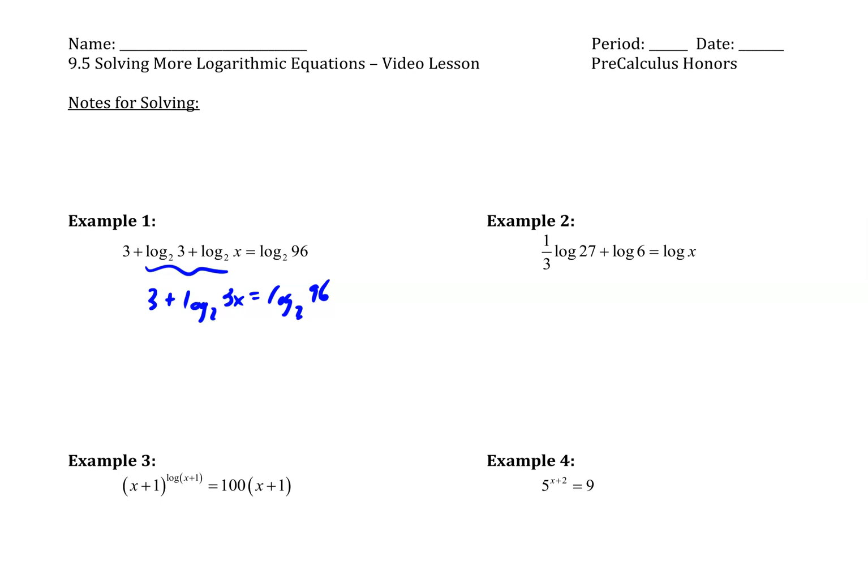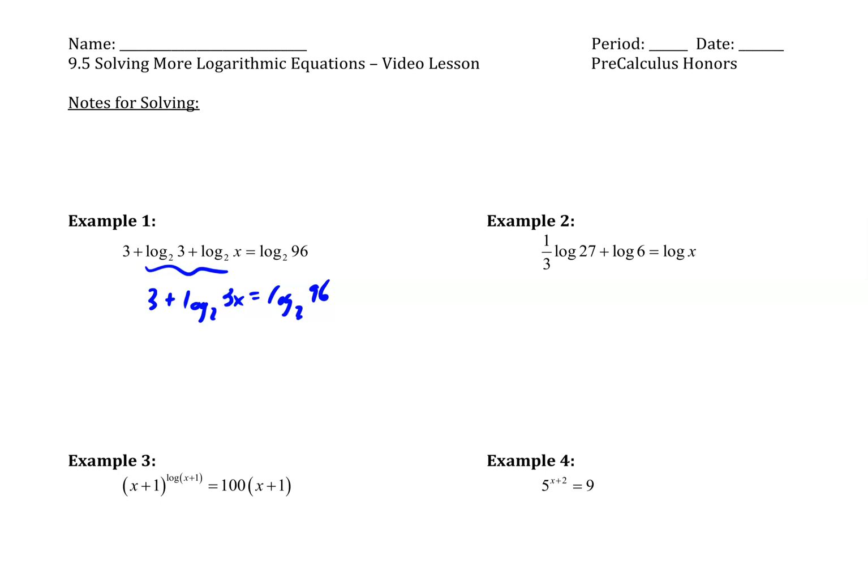Now if it was just the logs, if I eliminate this 3 for a second, then I could just drop the logs and set the expressions equal to each other. But because of the 3, I can't do that. In order to drop the logs, I have to have 2 logs equal to each other for that process to happen. So in this case, we've got to get everybody to one side and set it equal to a constant so we can condense them more.